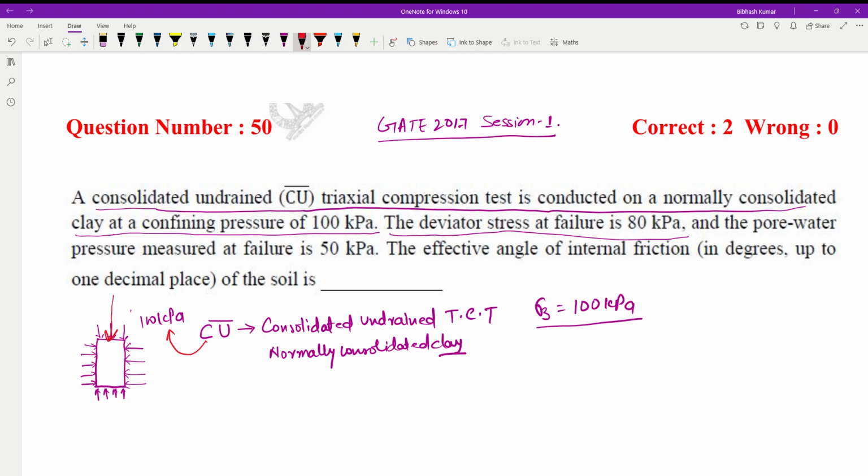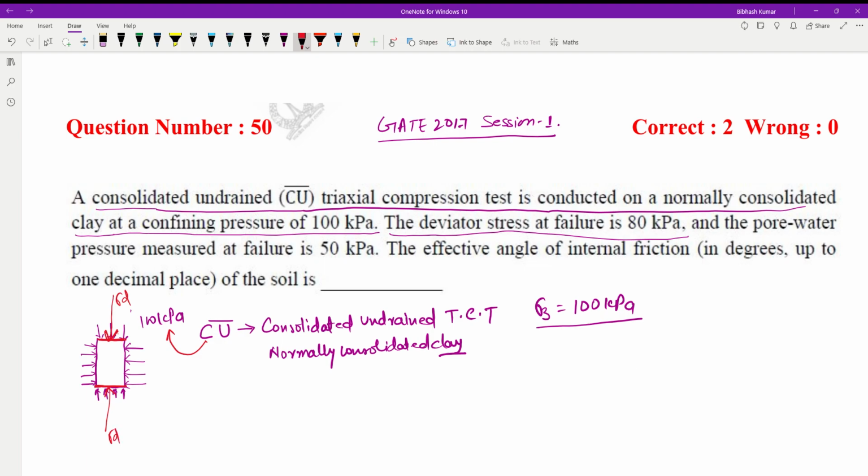So deviatoric stress is going to be applied like this in extra, and this deviatoric stress will be applied on this horizontal plane. Okay, only on this horizontal plane. So on this plane, this is the sigma d that has been applied and this is the deviatoric stress.